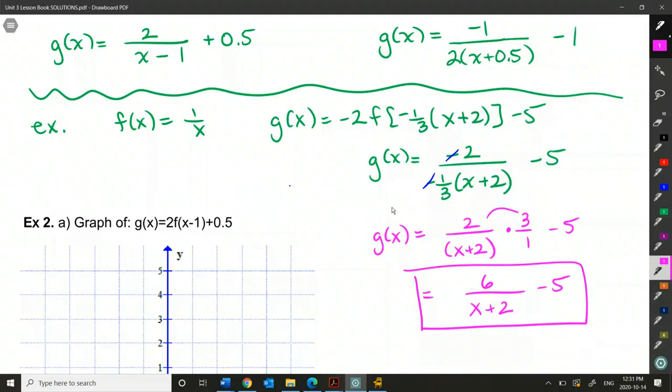So I would expect to see, especially if you have negative and negative for your vertical reflection and horizontal reflection, those cancel. And then if you have a fraction inside of a fraction, you need to make sure that you get rid of that by flipping and multiplying. Okay?